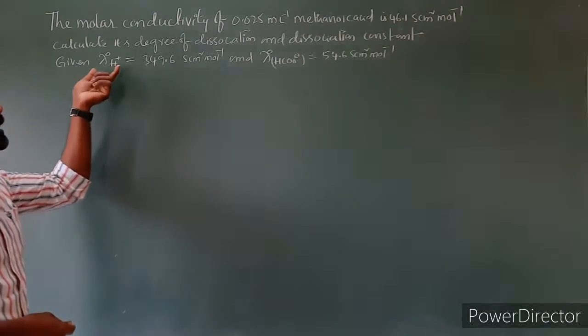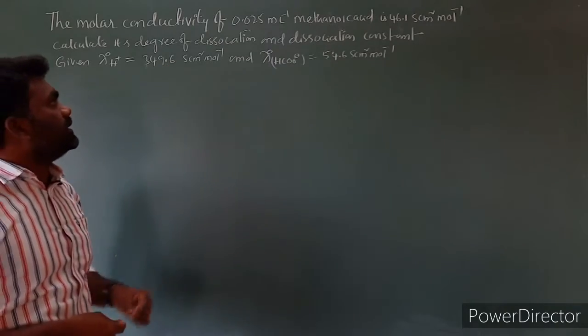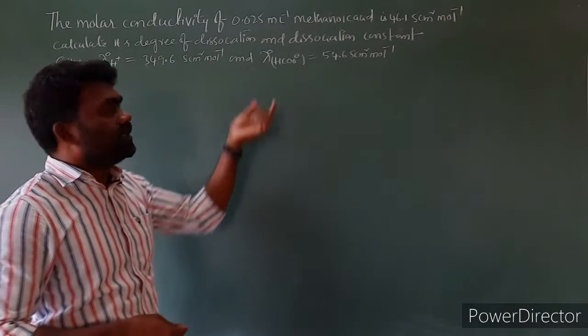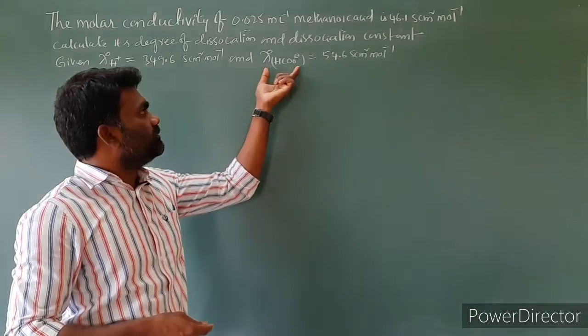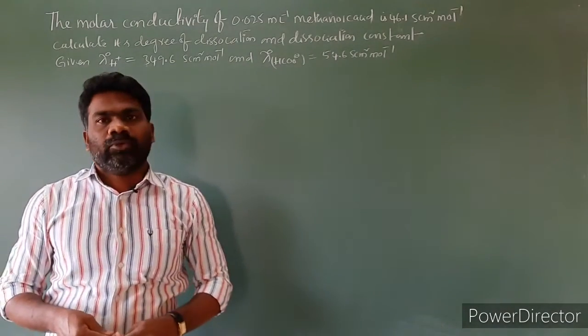Given that limiting molar conductivity of H plus is 349.6 Siemens centimeter square mole inverse, and limiting molar conductivity of HCOO minus is equal to 54.6 Siemens centimeter square mole inverse.